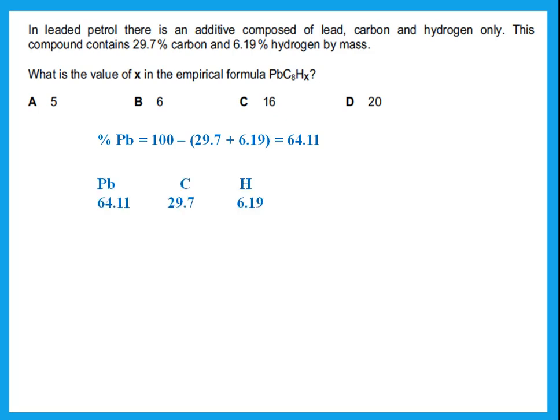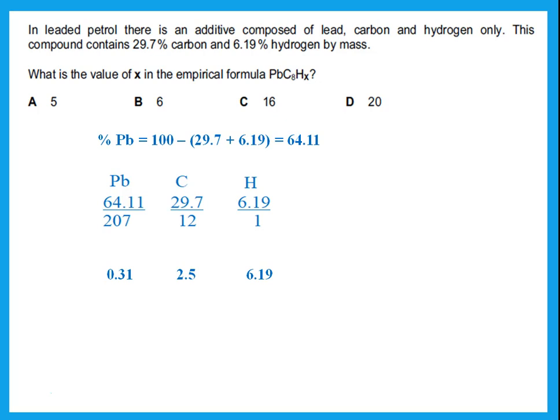Now, basically we're trying to get the empirical formula. And we said, how do we get the empirical formula? Write the symbols of each one, the percentages of each one, and then we go through 2 steps. What was the first step? Divide by atomic mass. So if I divide this by atomic mass, which is the big number from the periodic table, I get these numbers.